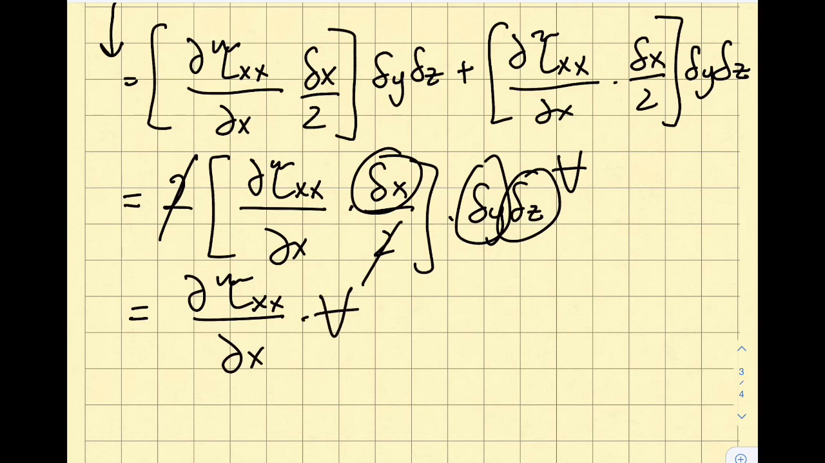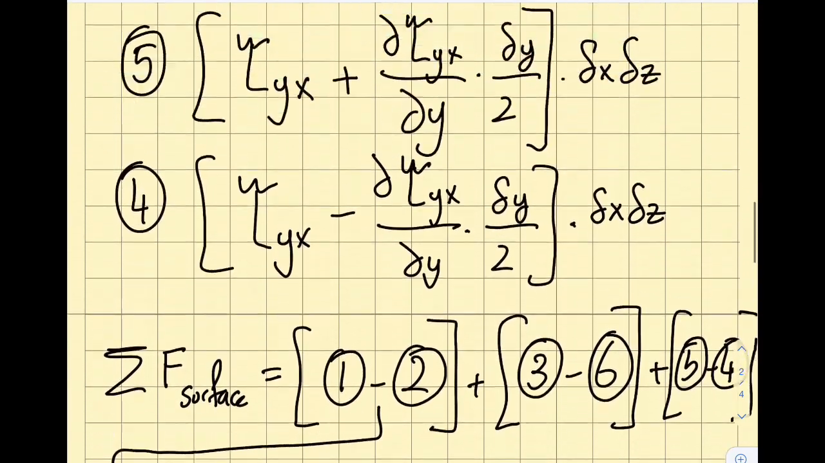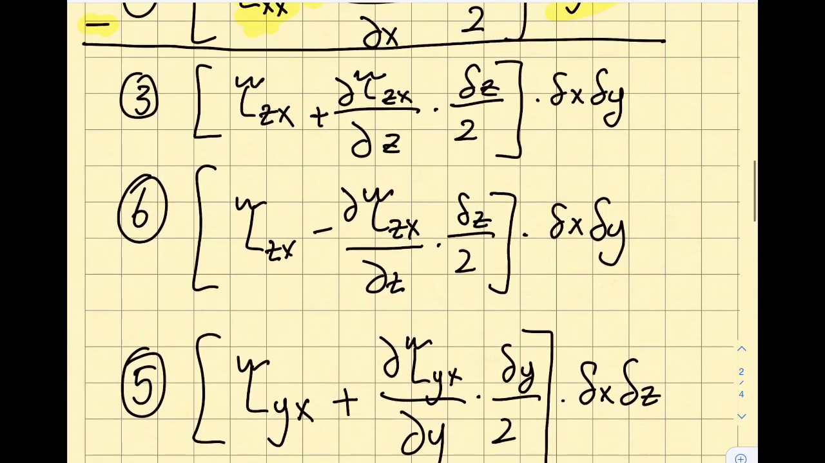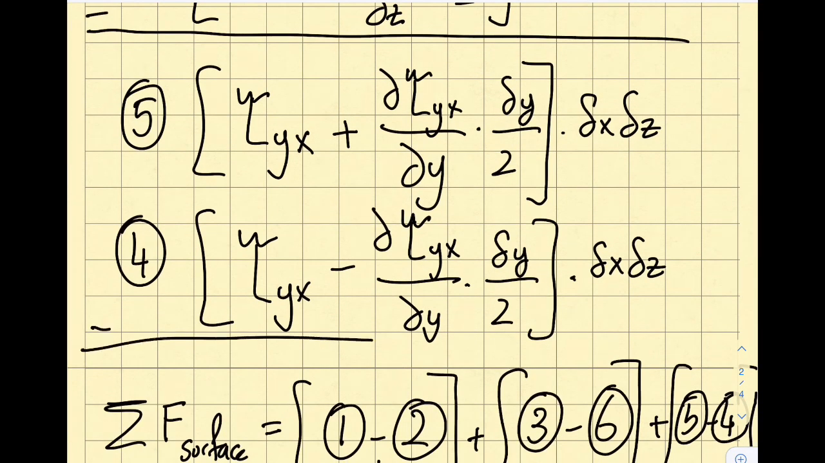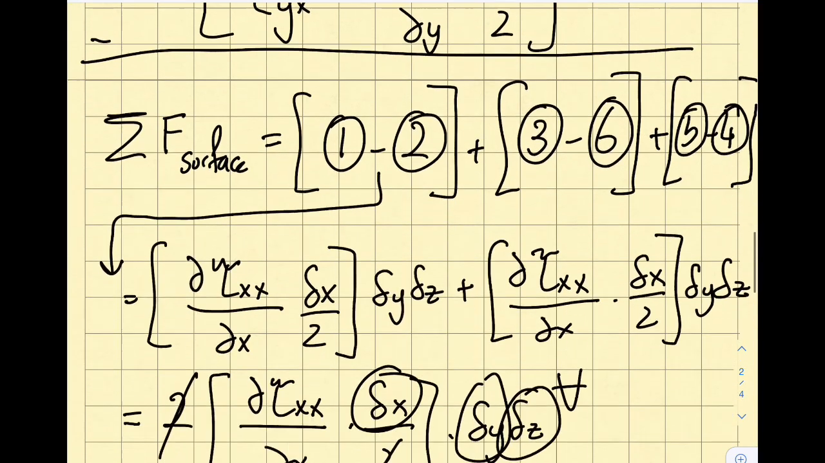Now, I'm not going to repeat the same analysis for 3 minus 6, okay? If you do 3 minus 6, you will see that I'm going to obtain del tau z, del z times the volume. And if I do 5 minus 4, from the same logic, I will get del tau yx del y times volume.